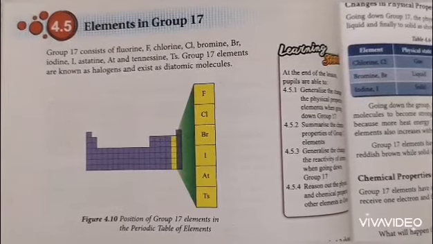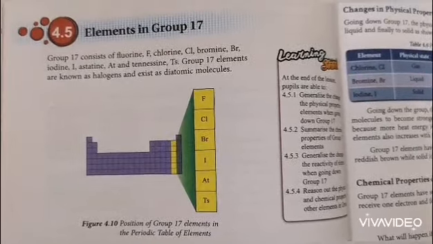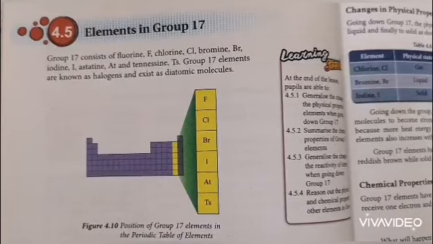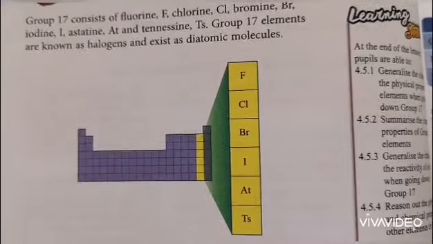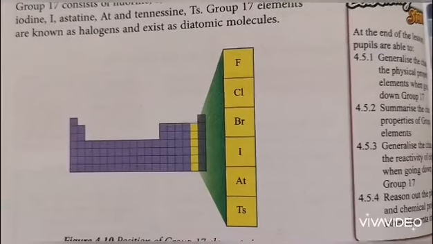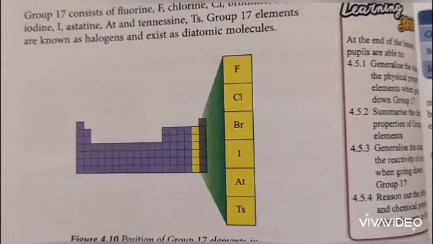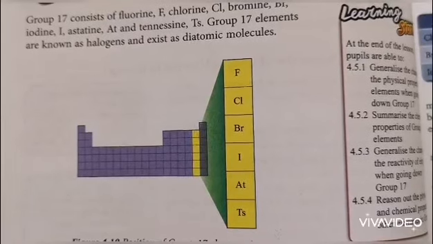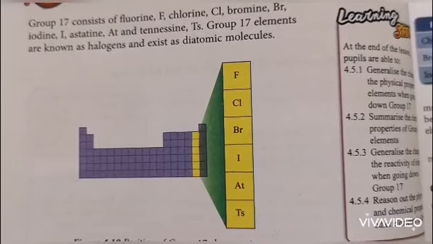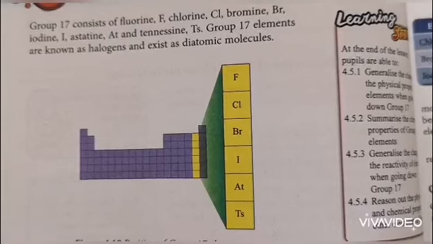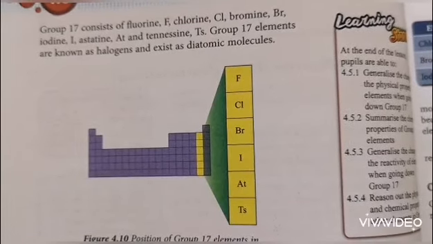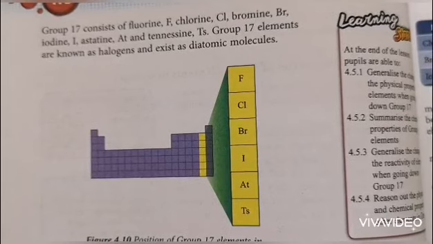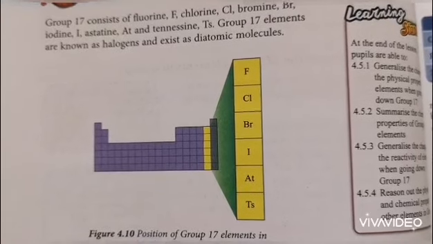Hello once again everyone. Today we are going to look at elements in group 17. Group 17 elements consist of fluorine, chlorine, bromine, iodine, astatine, and tennessine. Group 17 elements are called halogens.